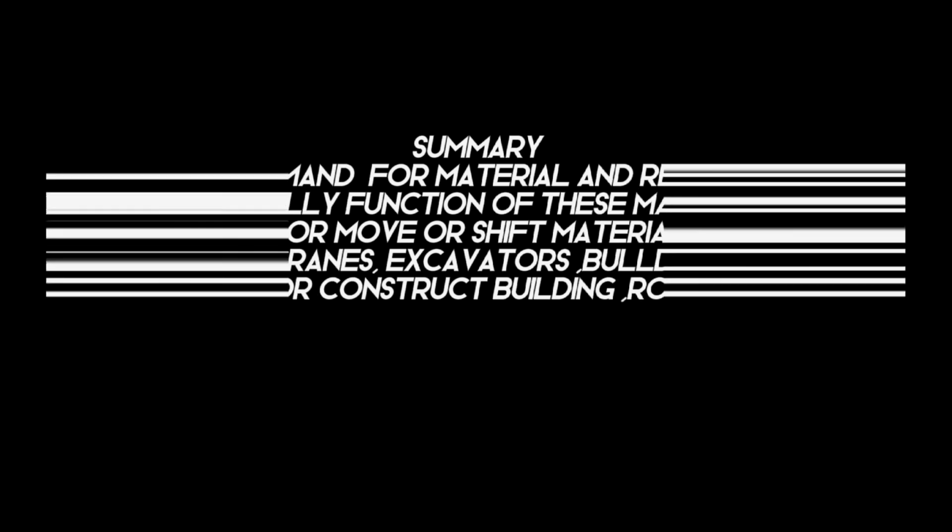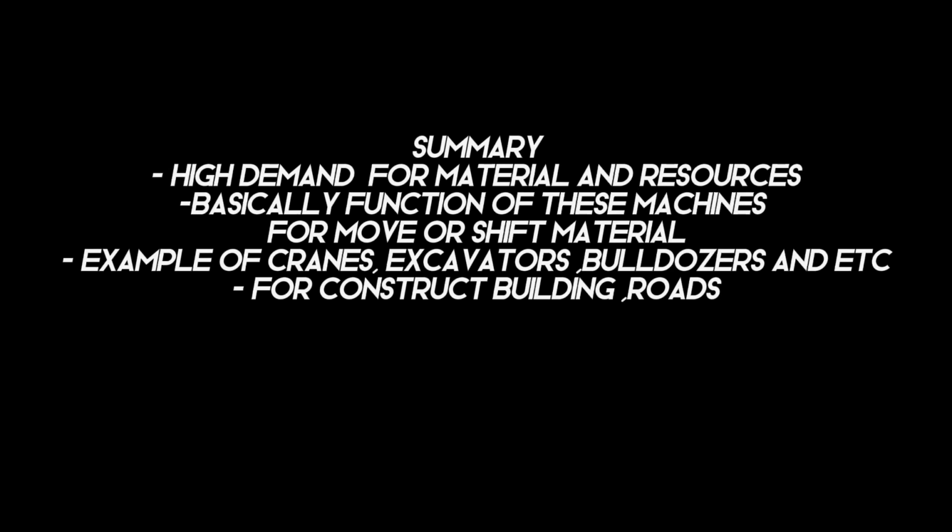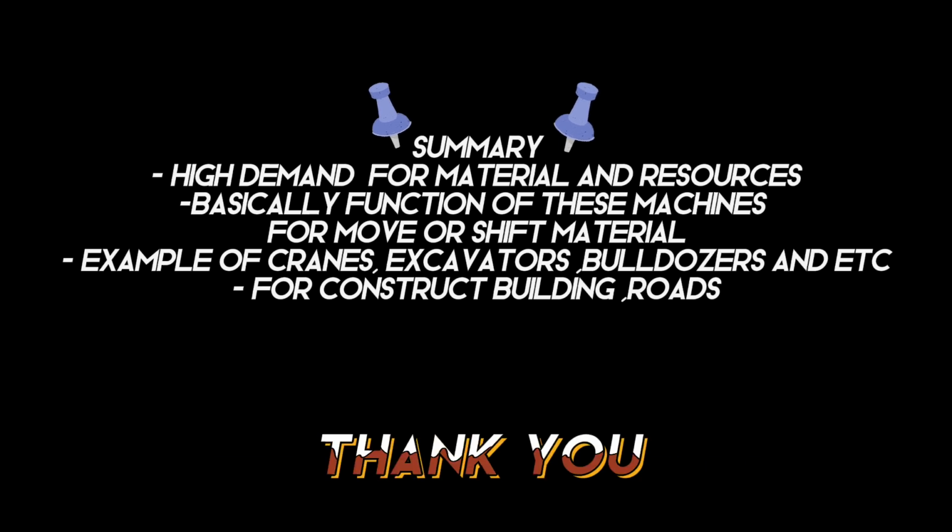Construction machinery is equipment used in the construction industry and has a long history of use. In the last few decades, there has been an explosion in industry growth due to its demand for material and resources. The primary function of these machines is to move or shift material from one place to another. These machines include cranes, forklifts, excavators, bulldozers, etc. They help construct buildings, roads, and other structures, which is the primary role of a construction machine.